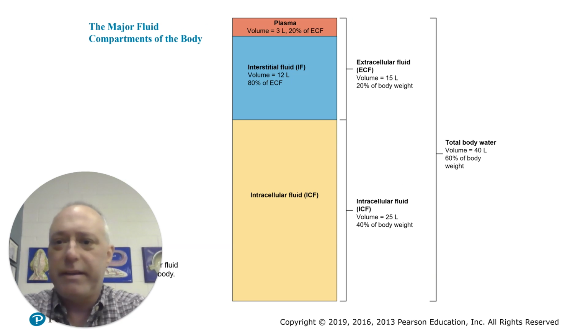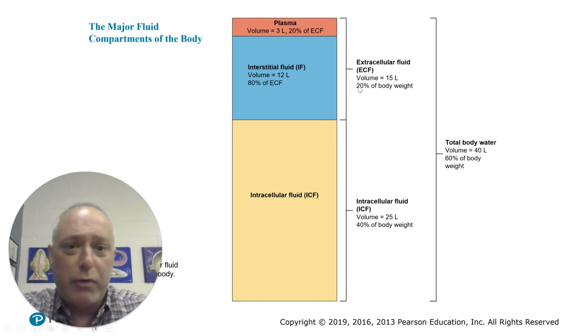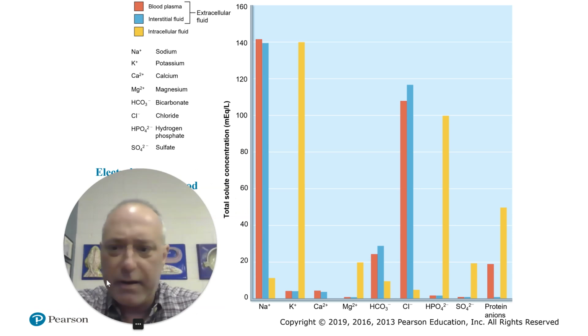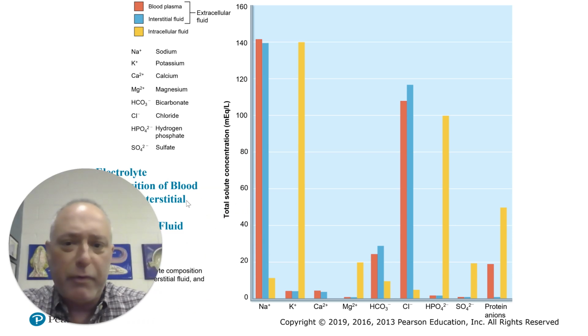Okay, so let's look at the major fluid compartments of the body. We have about 40 liters for the entire person, and about 40% of that is going to be intracellular fluid, about 20% extracellular fluid, and then about 20% is going to be plasma. Okay, so let's look at the ions responsible for the different compartments.